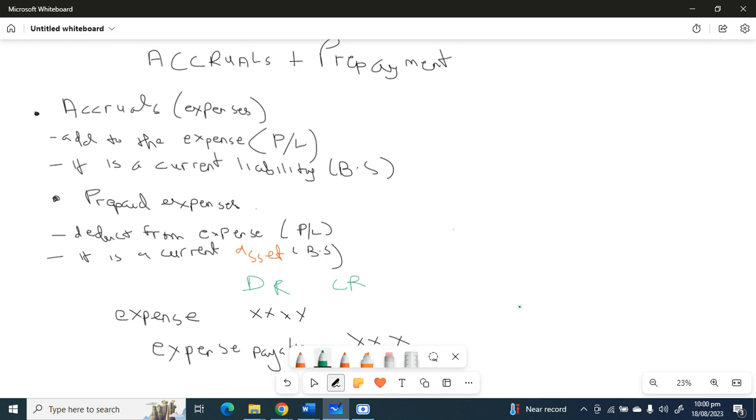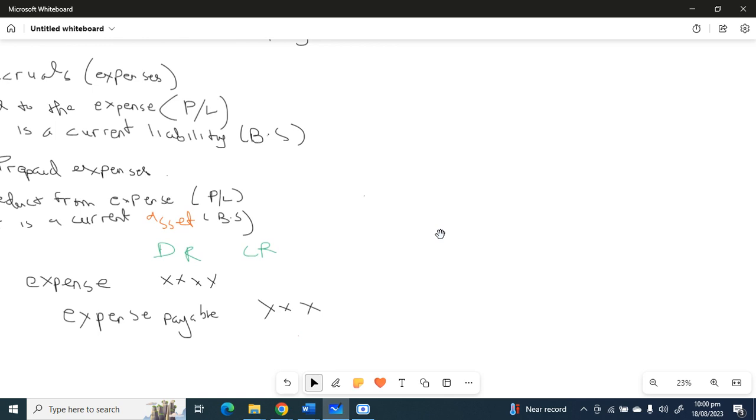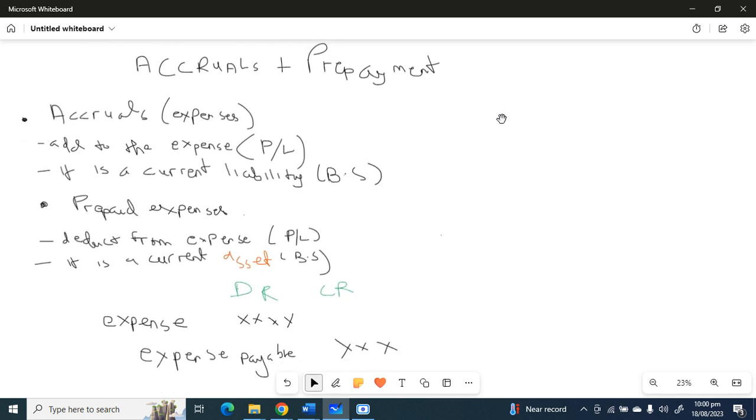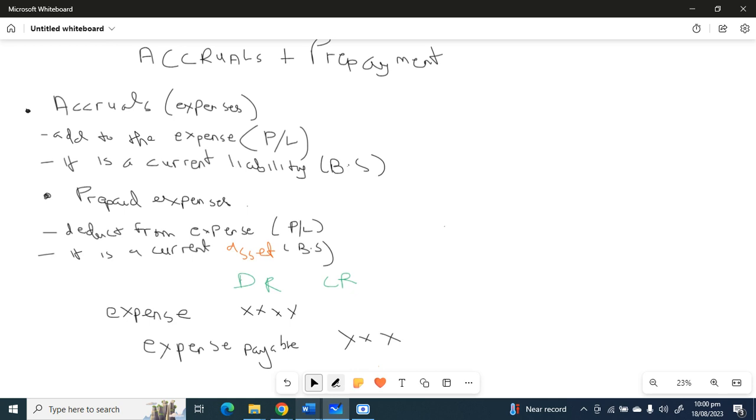Yes, prepaid expenses. Now, there are two ways you can deal with them: the asset method and the expense method. I'm going to illustrate that in the question. All right, let's go to the question first.